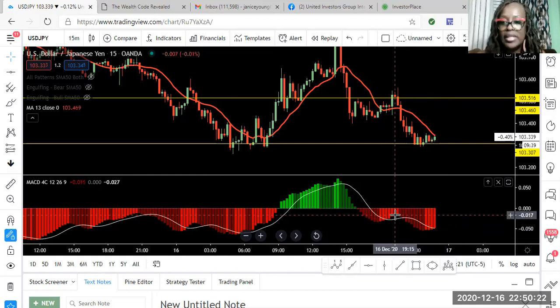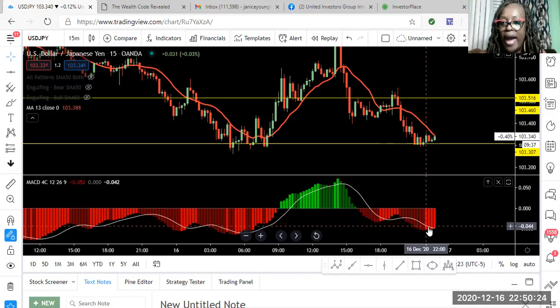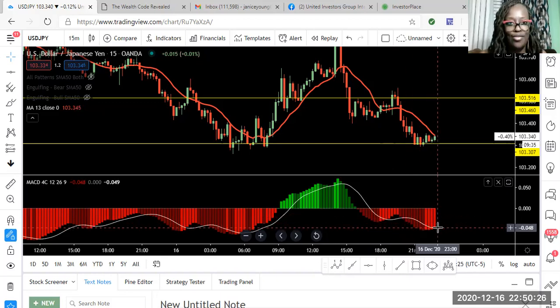What else do we notice here? We also notice that our moving average line is taking on a nice curve, right? The setup is happening.